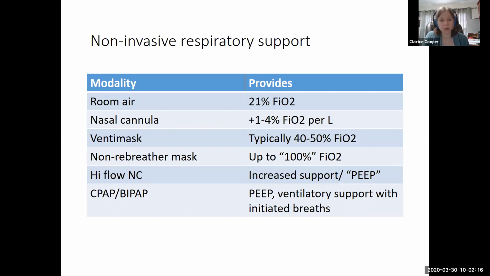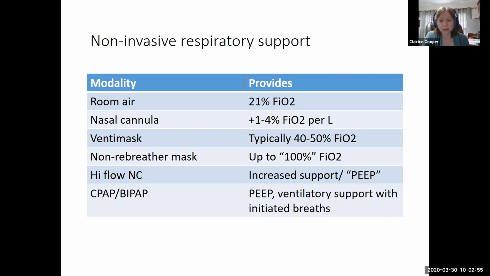For non-invasive respiratory support, at a minimum, you've got room air, 21% FiO2, with increasing levels, as you can see here. High flow nasal cannula and CPAP or BiPAP are all considered to be non-invasive respiratory support. And most of the time, these have to be performed at least in a step-down level unit, if not an ICU. Of note, high flow nasal cannula is being supported as a means of supporting COVID patients. However, CPAP and BiPAP are not.